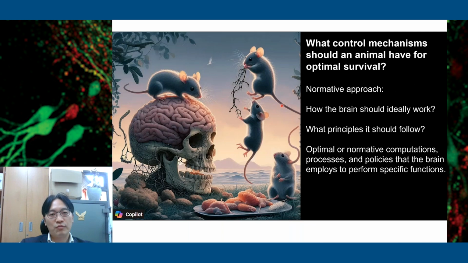And I'm gonna suggest another way of thinking, the normative approach, where you think about what control the animal should have for optimal survival. What is the ideal brain working? What is the principle it should follow? It's like building a computer, then you will program it a certain way so that the machine or the animal performs in the best optimal, normative way for best survival.